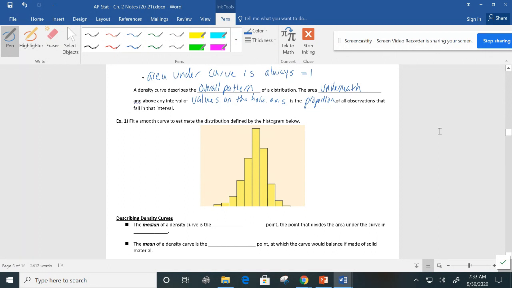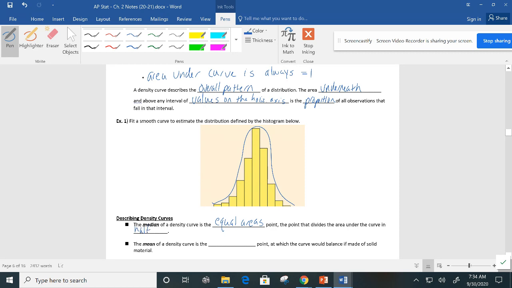So it says fit a smooth curve to estimate the distribution of the histogram below. All you're doing when you're fitting a curve is drawing in an estimate of what the curve would be that represents that histogram. We have done that in the past with some of the histograms when describing the shape. When you're describing a density curve, you want to think of the median as the equal areas point of that histogram or curve, the point that divides the area under the curve in half.